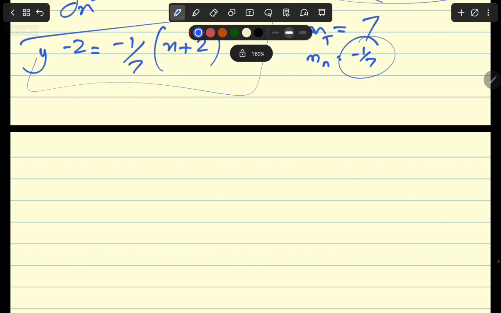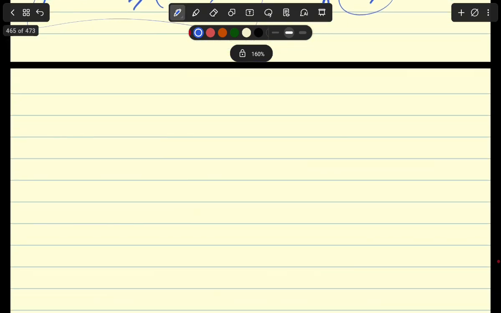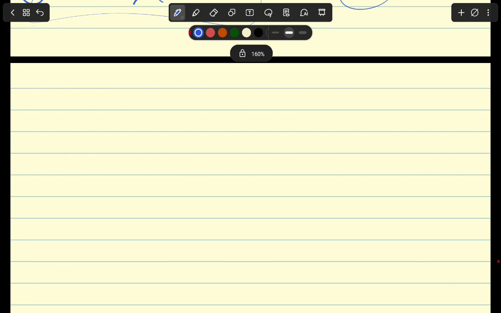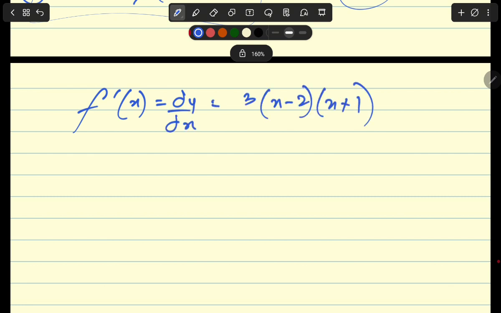Right, now let's see how we can determine whether a function is increasing or decreasing. Let's say that your f prime or dy by dx is equal to 3 times x minus 2 and x plus 1. Now, without drawing the graph, can you tell where the graph goes up and where it goes down? So this is how it goes up, and this is how it goes down, and this is how it goes up, right?